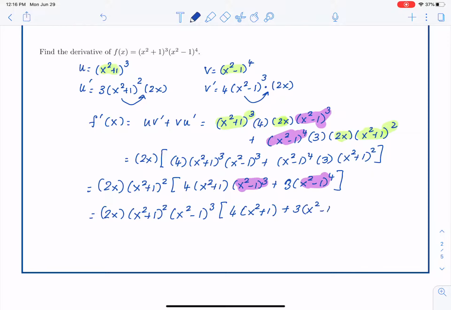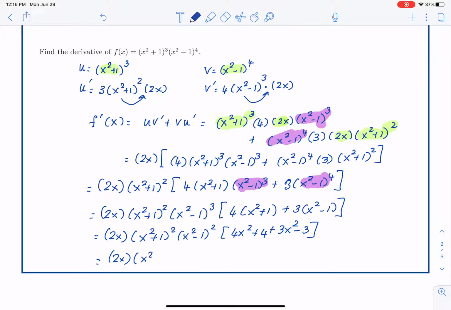I can simplify the term inside. Four x squared plus 4 plus 3x squared minus 3, which would give me 2x times x squared plus 1 squared times x squared minus 1 cubed, times 7x squared plus 4 minus 3, which is 1.